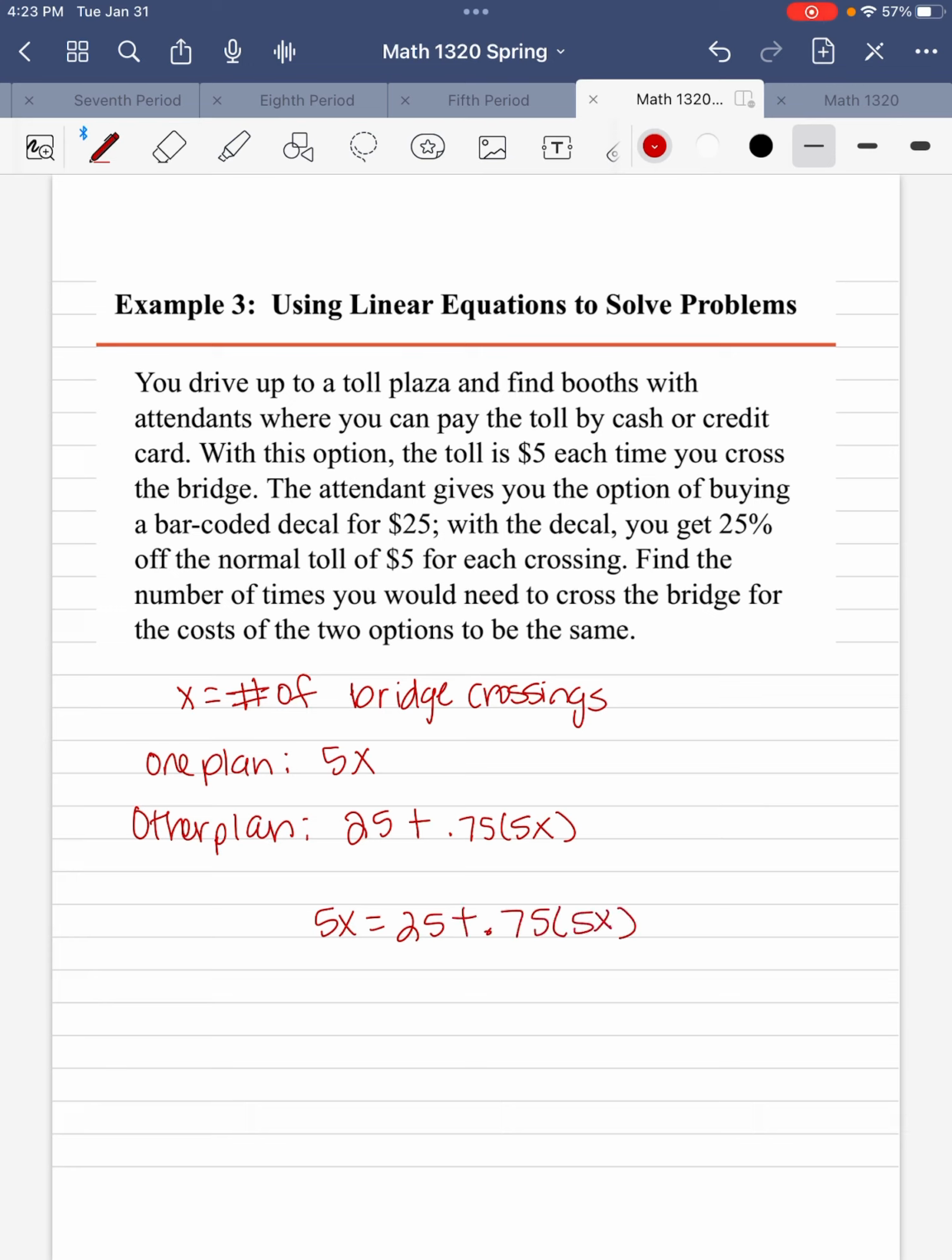And then I'm going to multiply 0.75 times 5x. And I'm sorry if you keep hearing my pen click. I need to try to click lighter.